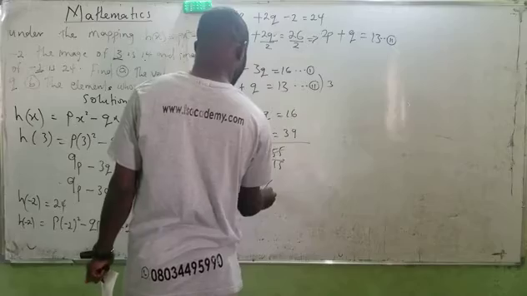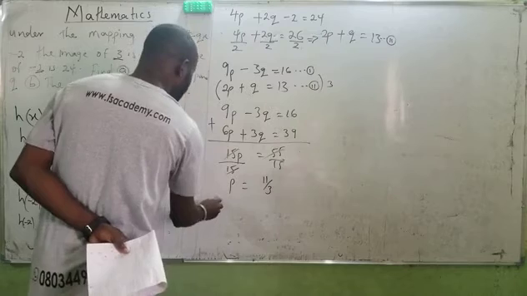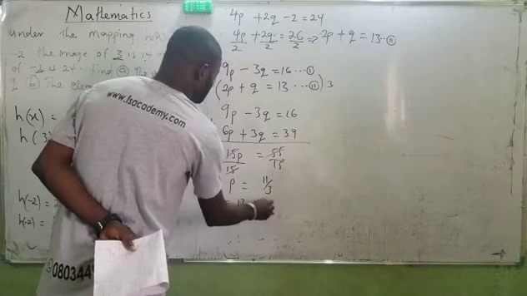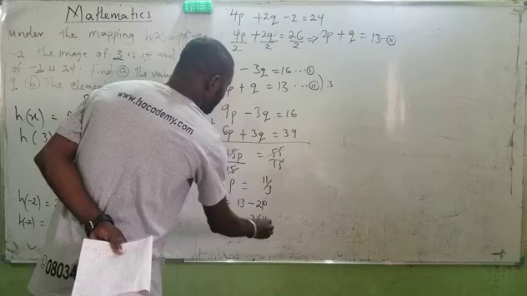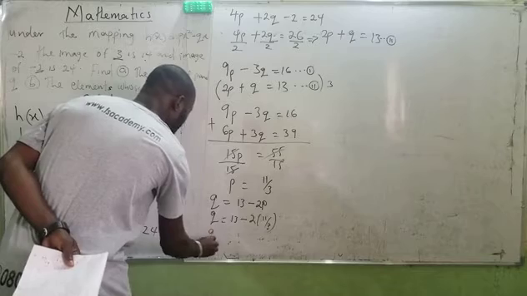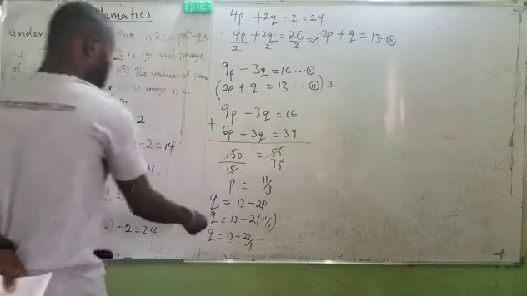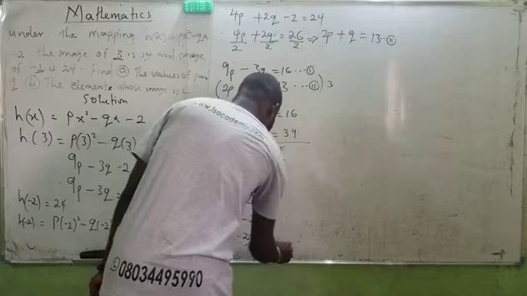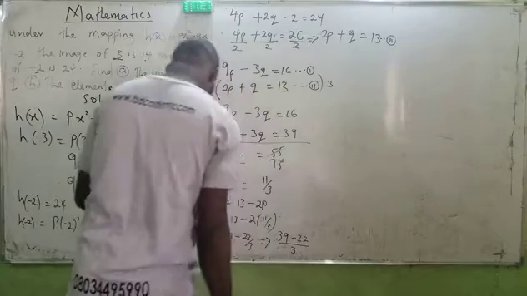111 all over 3. Now, my q will now be equal to, from here, I can say that q equals 13 minus 2p. Now, q can now be equal to 13 minus 2 bracket of 11 all over 3, which gives 22 all over 3. Q will be what? 13 minus 22 all over 3, which is 39 minus 22 all over 3.